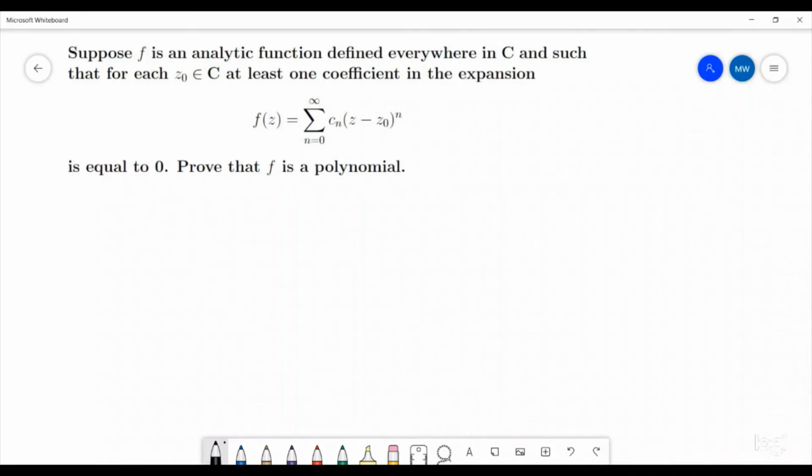Today I'm going to go through this problem where we are going to prove that this specific analytic function has to be a polynomial.